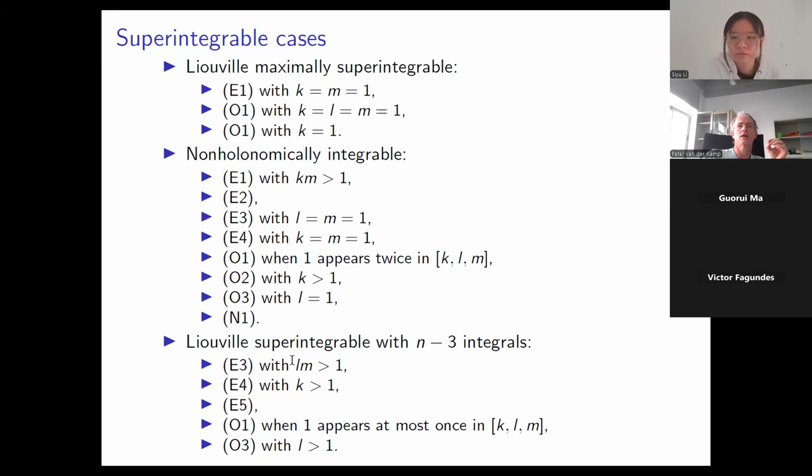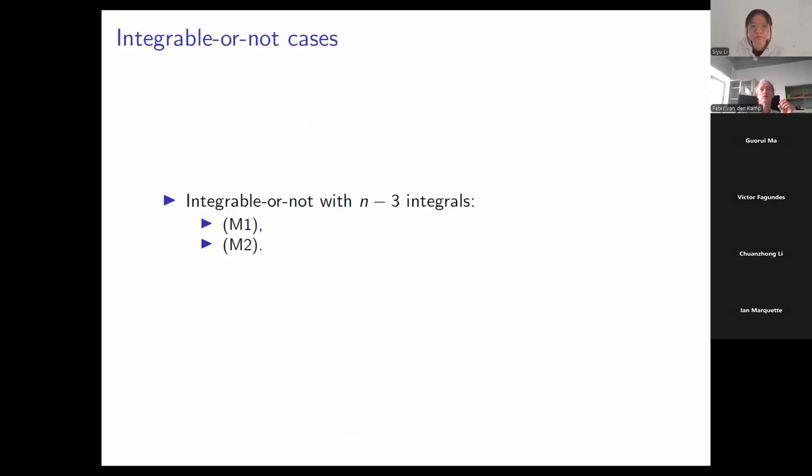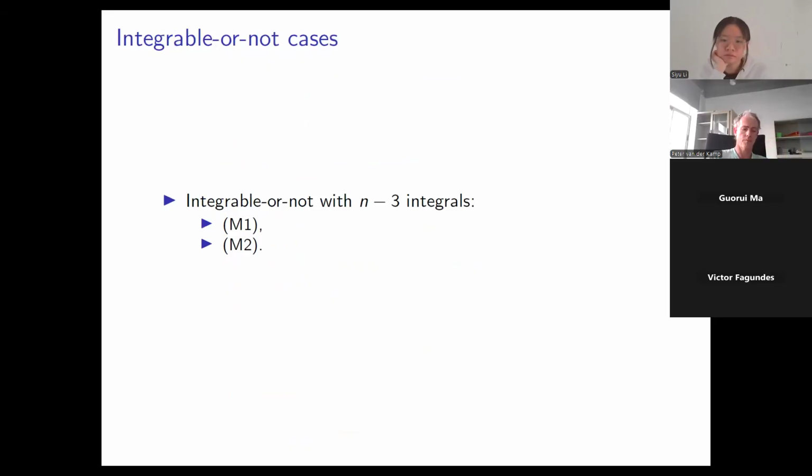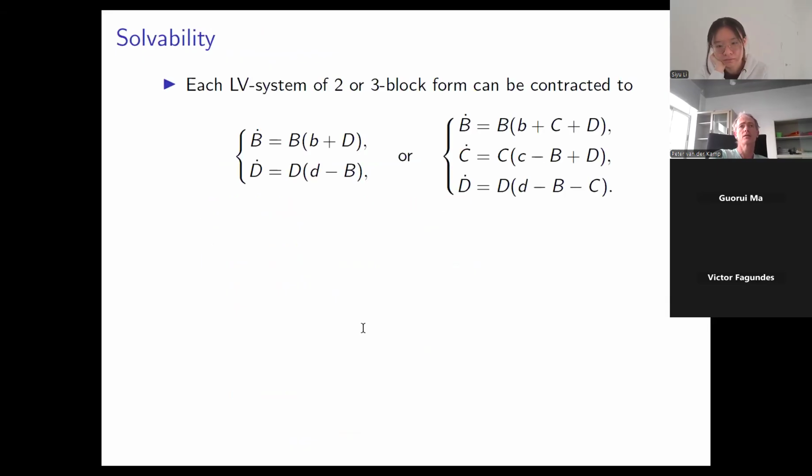And then there is this interesting class where we don't know anything about the integrability, but we do have n-3 integrals. On the other hand, we have a theorem that each of these 3-block systems can be contracted down. If you take the right Darboux polynomials and you write down the system satisfied by these Darboux polynomials, you can contract it down to one of these systems. These systems can be solved.